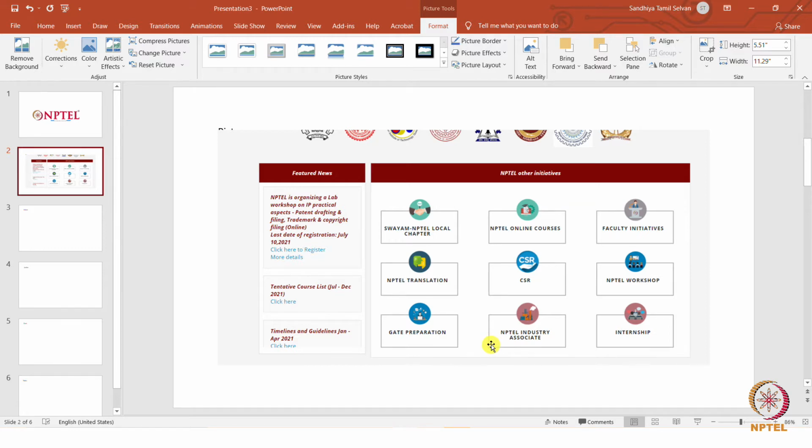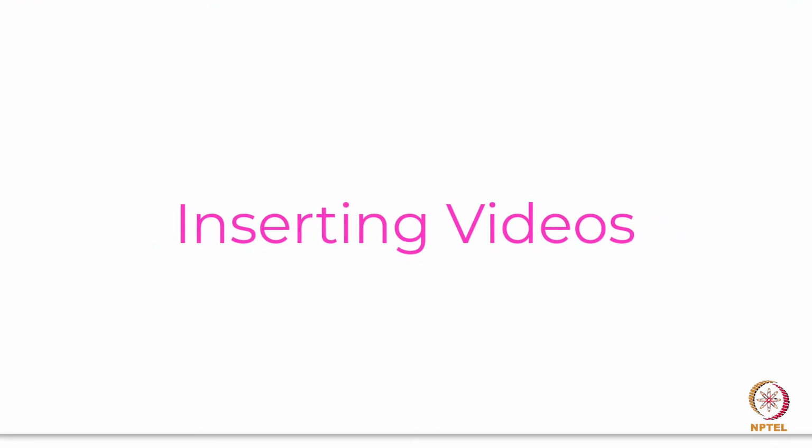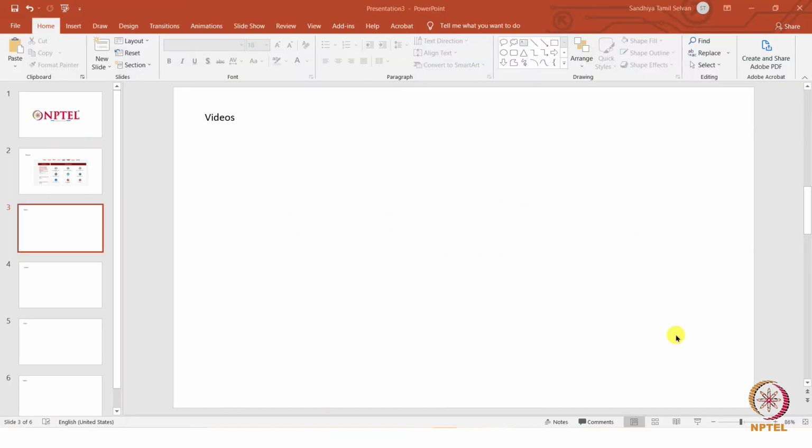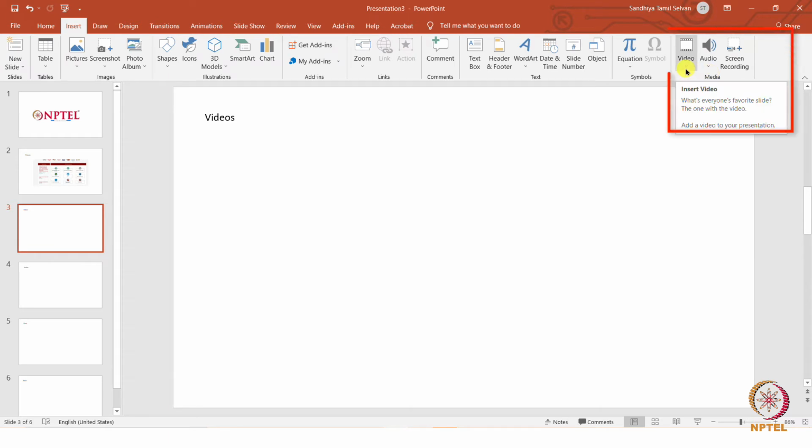Let's move on to the next topic, that is inserting videos in your presentation. If you want to have a video that you want to play during your presentation, go to the Insert tab. Then look for the video option on the right side of your ribbon. From here, you can insert a video from the web or one that is saved in your computer, the same way we saw with pictures.